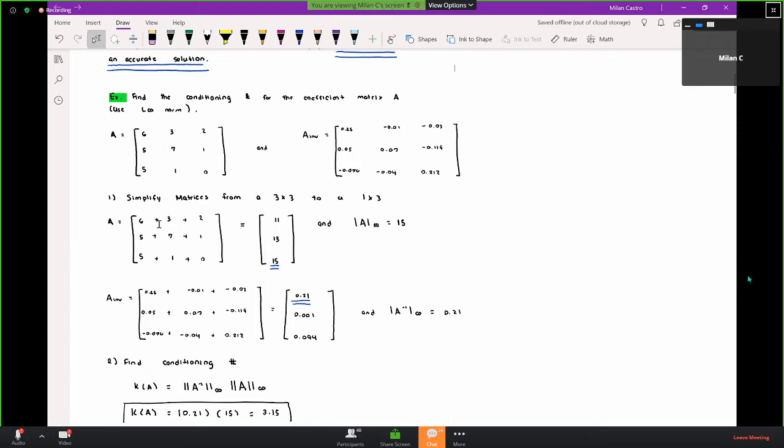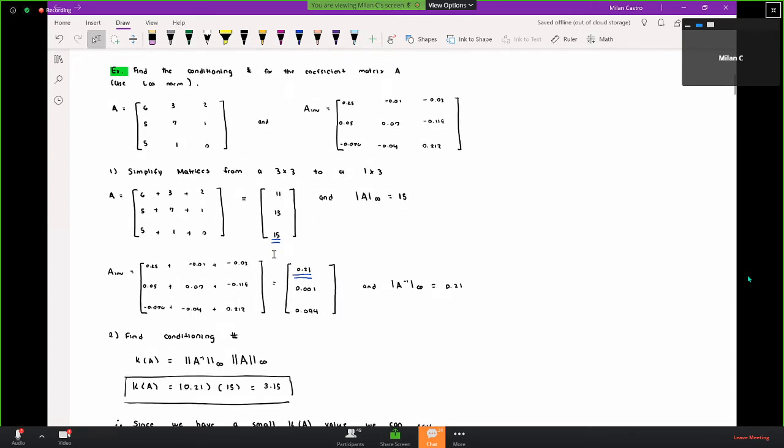As you can see here, in order to simplify the 3 by 3 to 1 by 3, it's pretty simple. You're just basically adding them all together, adding the values. And once you do that, you get 11, 13, and 15. And then you take the infinity norm. So in this case, it would be 15. So then the infinity norm for matrix A is 15.